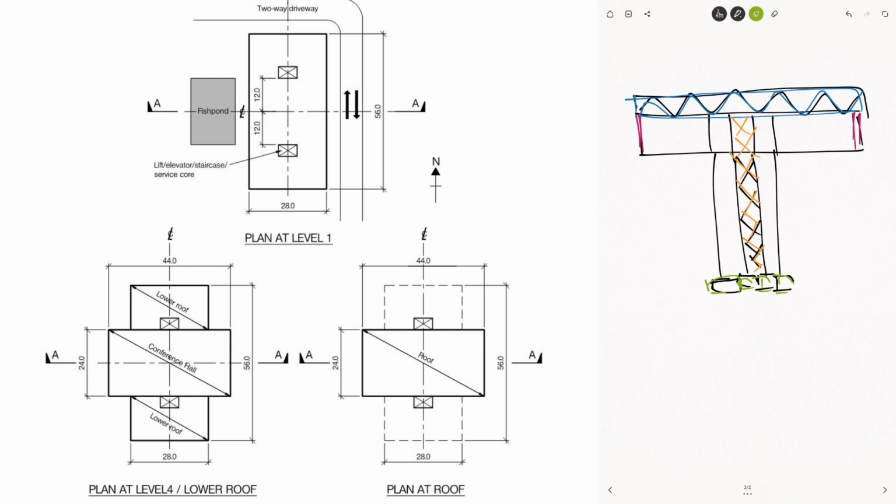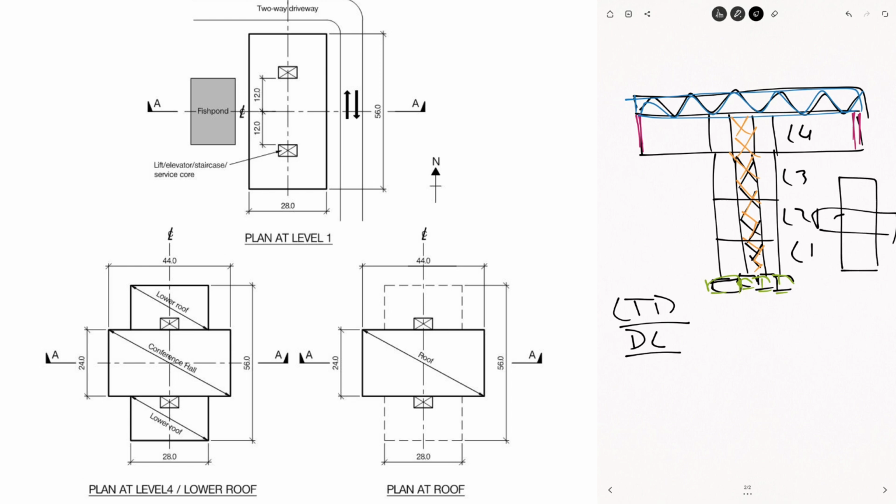Now, the layout of your calculations normally starts with the load takedown. We start with the dead load, and we start dividing by storey. Just doing here level 1, level 2, level 3, and then level 4. And in plan view, well, you can see there in the drawing what it looks like. We got the conference hall, which we're looking at, this part here, and the lower roof here.